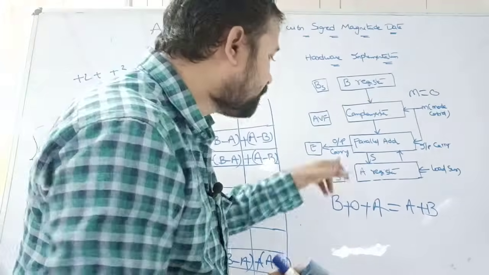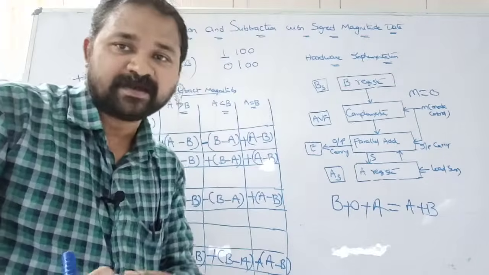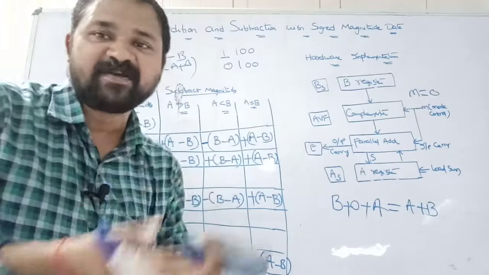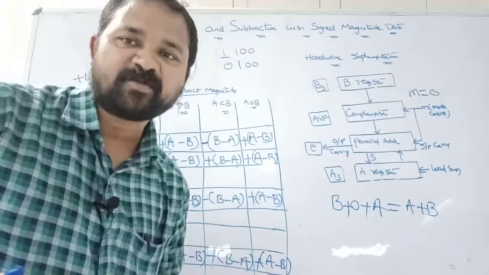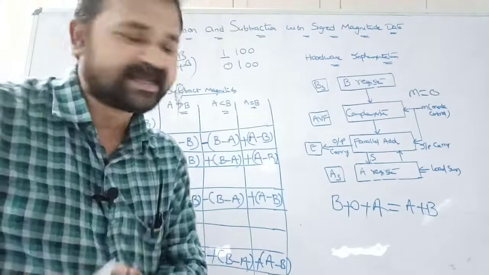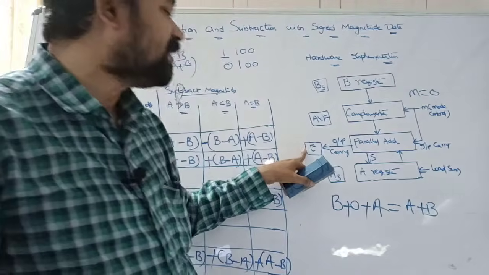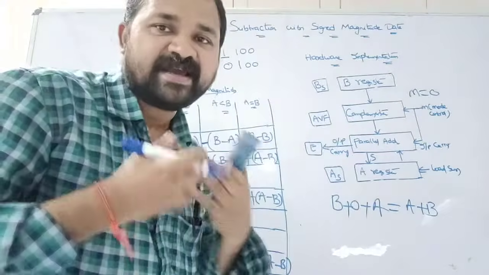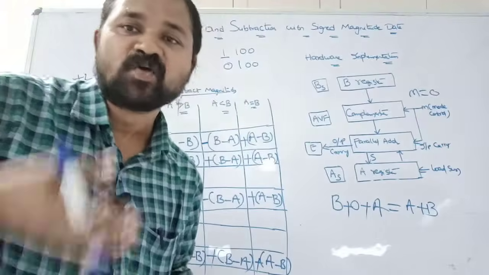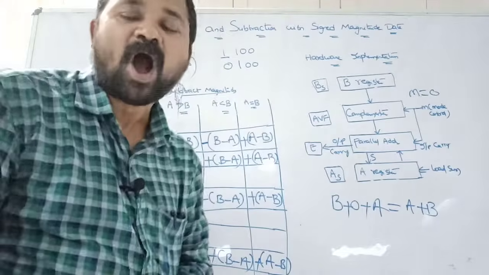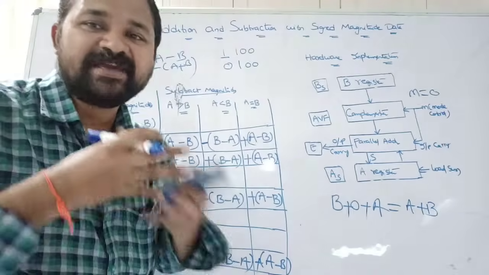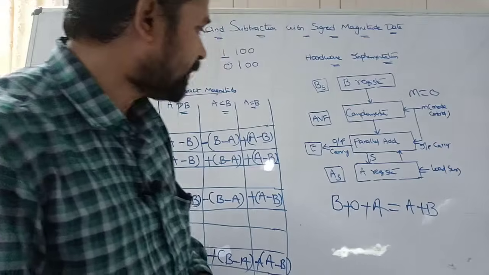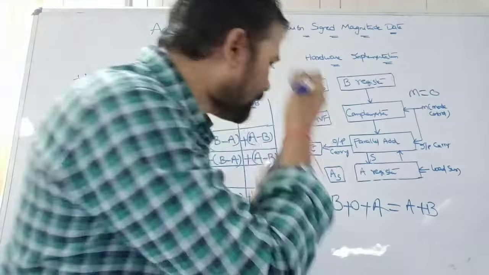After that, if there is any output carry, that carry will be transferred to the E flip-flop. E stands for extended flip-flop. After performing the addition operation, if there is any output carry, that carry will be transferred to the E flip-flop. So the value of E will be transferred to AVF. AVF stands for add overflow flip-flop. After performing the addition operation, if we get any overflow, that overflow will be transferred to this flip-flop. So this is about the addition operation.